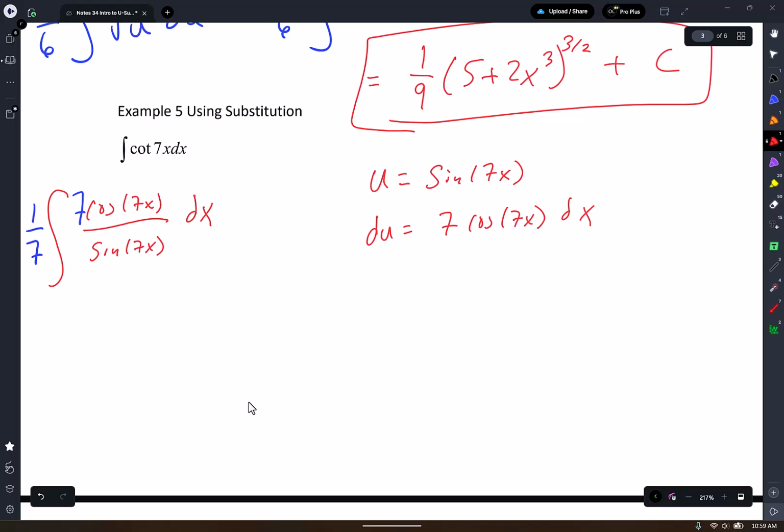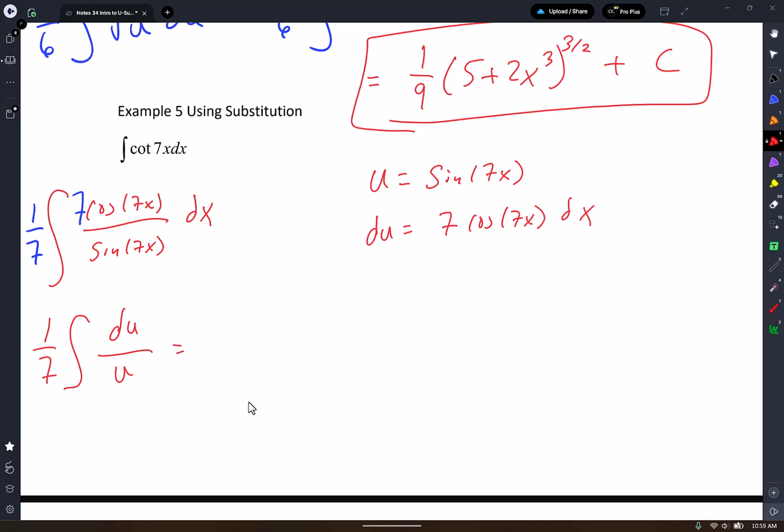Now I can go one seventh. I'm trying to color code what I'm adding in there so you guys can see it easier. And then that 7 cosine 7x dx is just du, and that sine 7x is just u. Let me write it simpler so you guys can see what the antiderivative is. One seventh integral of 1 over u du.